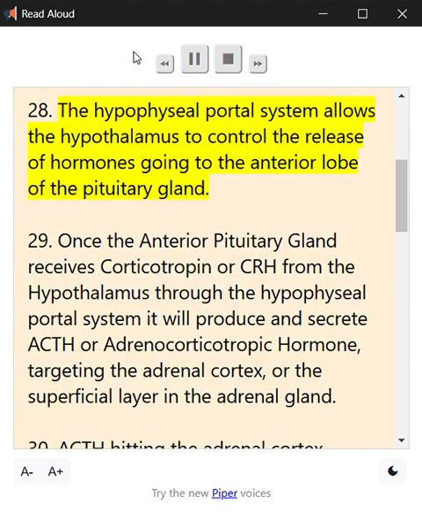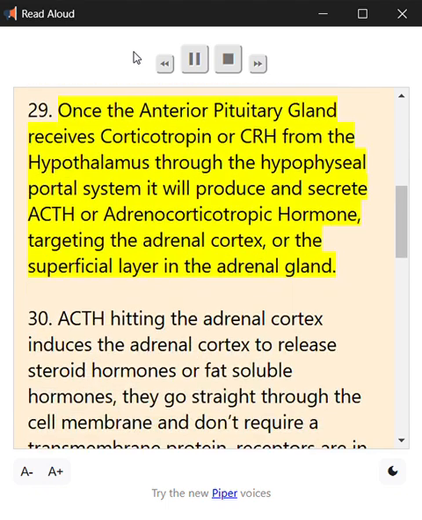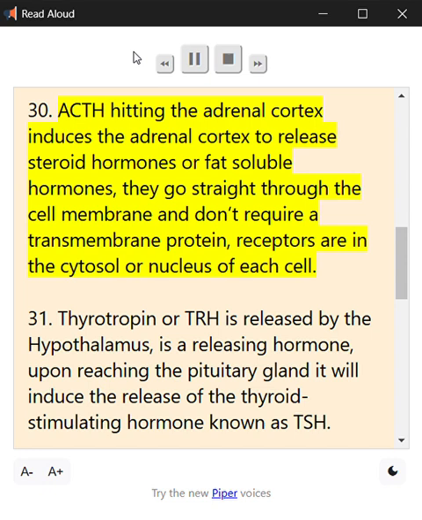28. The hypophyseal portal system allows the hypothalamus to control the release of hormones going to the anterior lobe of the pituitary gland. 29. Once the anterior pituitary gland receives CRH from the hypothalamus through the hypophyseal portal system, it will produce and secrete ACTH or adrenocorticotropic hormone, targeting the adrenal cortex, or the superficial layer in the adrenal gland. 30. ACTH hitting the adrenal cortex induces the adrenal cortex to release steroid hormones or fat-soluble hormones. They go straight through the cell membrane and don't require a transmembrane protein. Receptors are in the cytosol or nucleus of each cell.